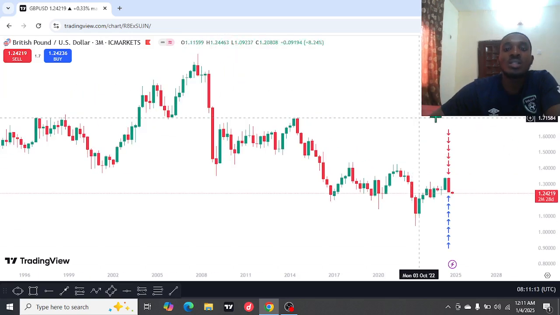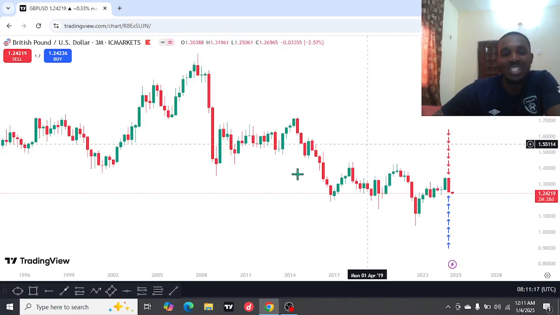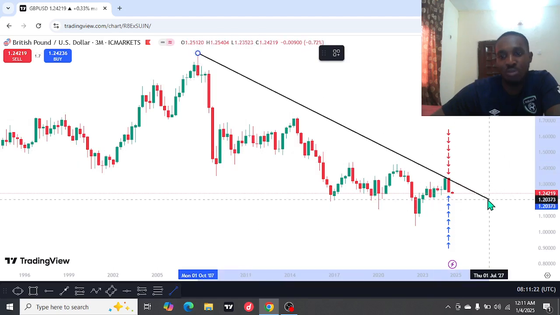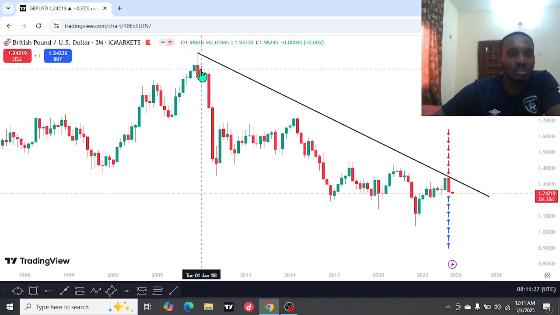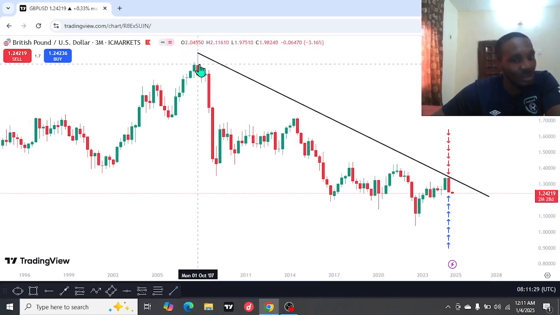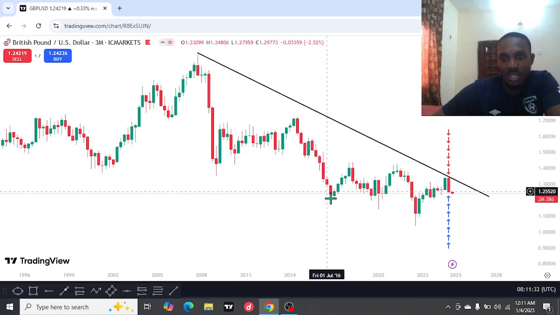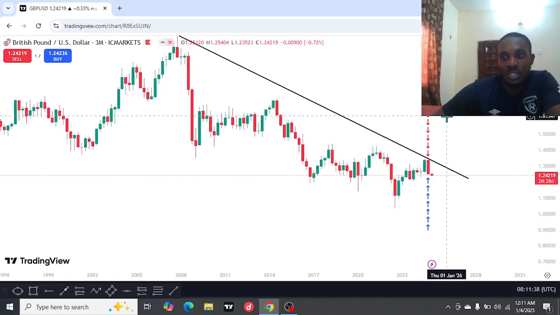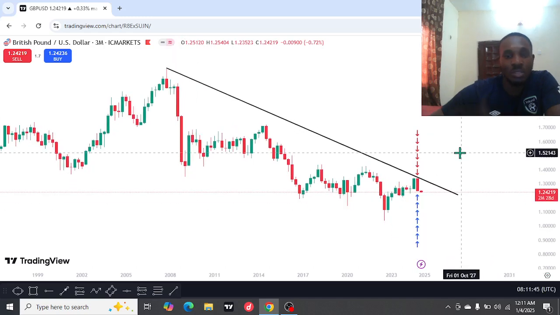So this is the 3 months time frame. As you can see, the GBPUSD has been on a general and overall downtrend. It has been on a bearish move all this while, starting from 2017, which is Brexit, down to this present year, 2025. So this is what I see happening in the pound dollar.